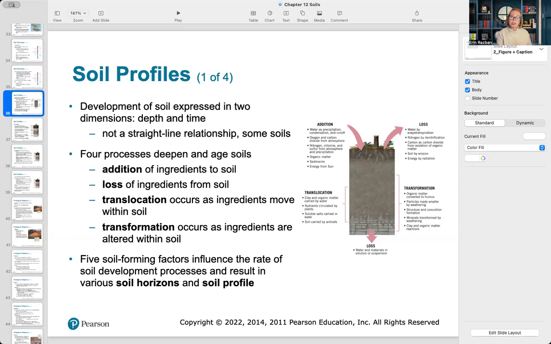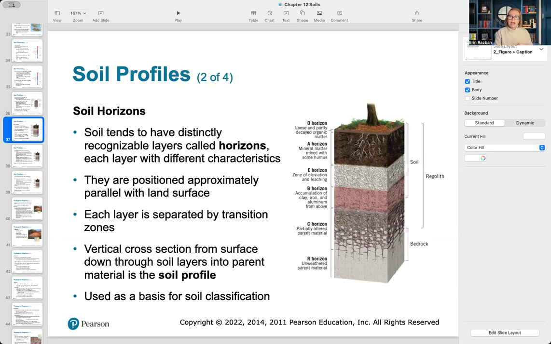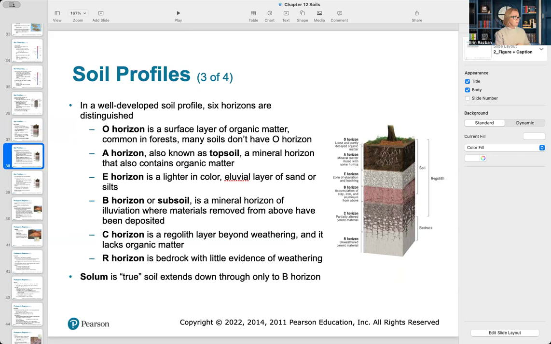These processes are influenced by five critical factors: climate, organisms, topography, parent material, and time. It's like a slow motion geological dance that can take hundreds or even thousands of years. So let's talk about soil horizons. The term horizons just means different layers of horizontal orientation. Imagine soil as a layered cake, with each layer telling a unique story. And we recognize six distinct horizons.